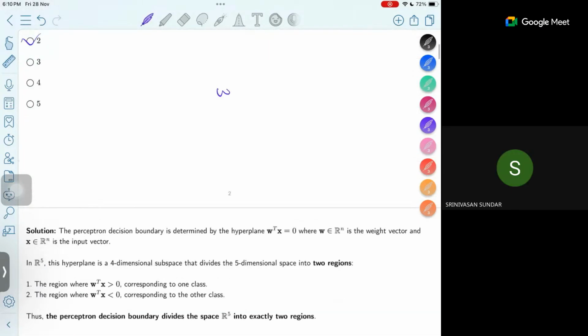Such that W transpose X, if it's greater than or equal to 0, belongs to the +1 class. If it's less than 0, it belongs to the -1 class, where W can belong to any dimension.